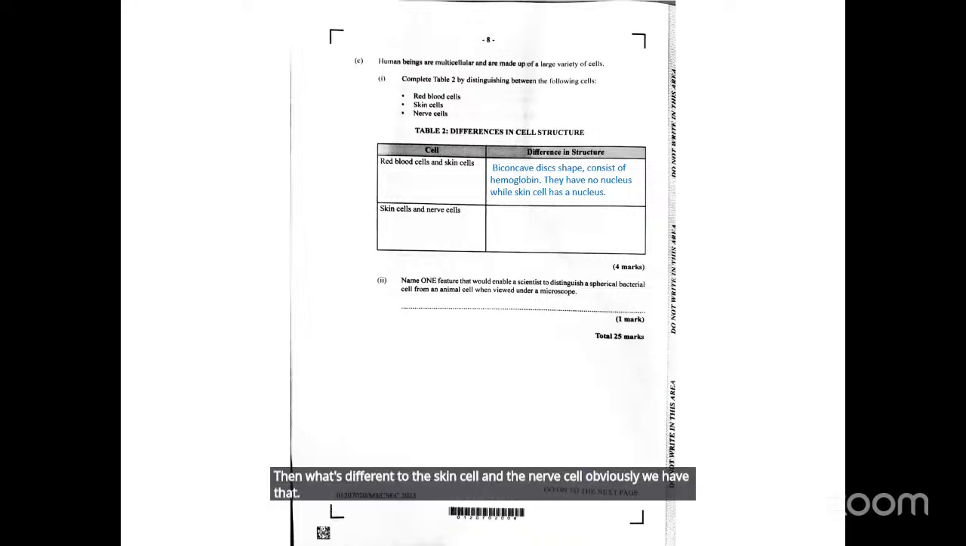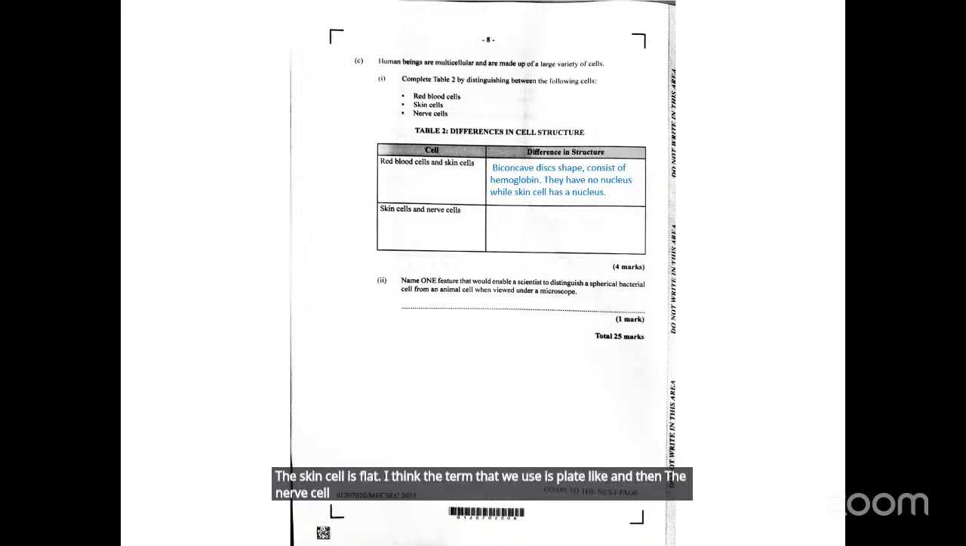Then now, what's the difference between the skin cell and the nerve cell? The skin cell is flat. I think the term that we use is plate-like, and then the nerve cell is long and branched.